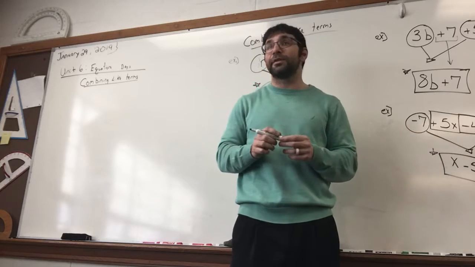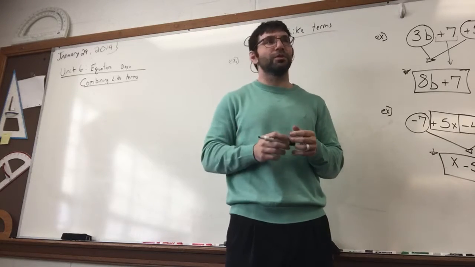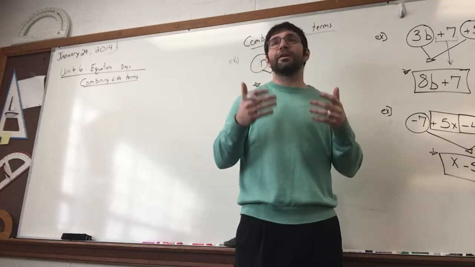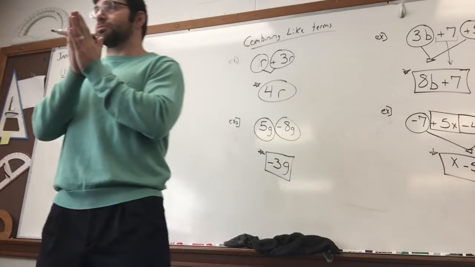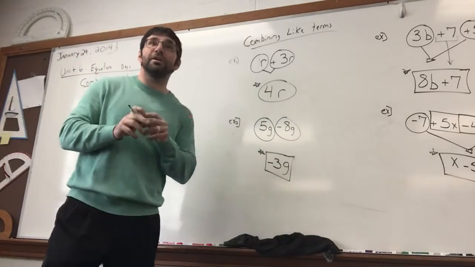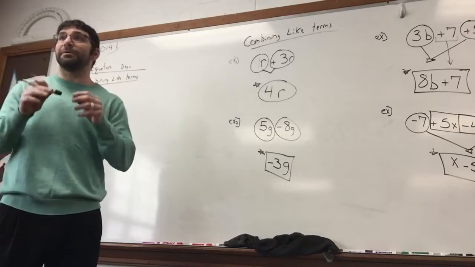Okay? Numbers in front of a variable are called coefficients. We're going to talk about that more tomorrow. But the numbers that don't have a variable are called constants. Constants are like terms. I can combine constants. So as long as it doesn't have a variable, combine them.